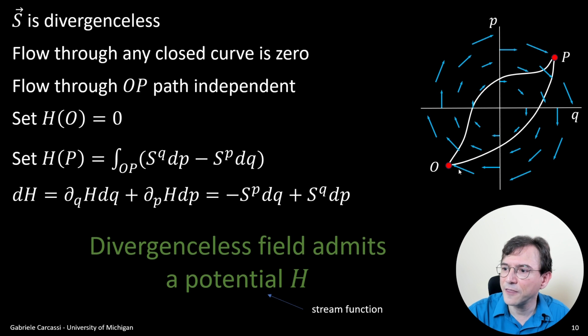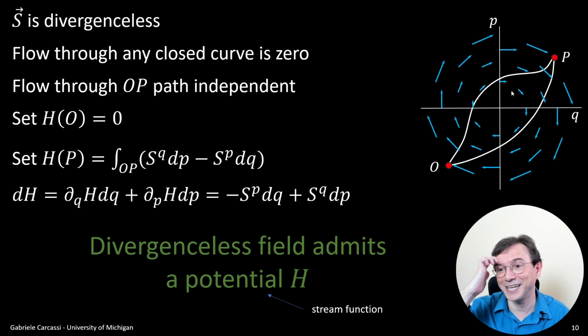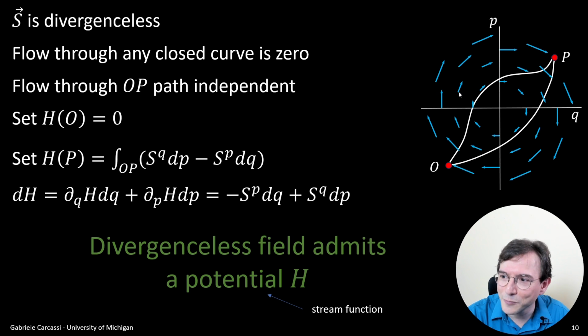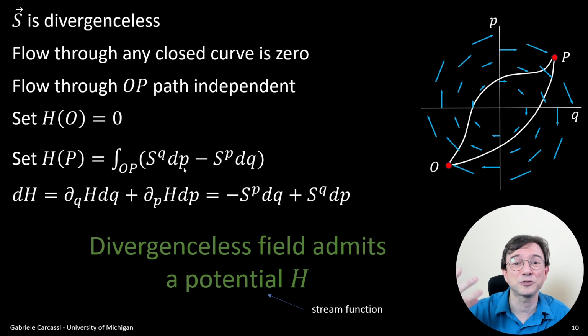And then we can say that h at P is just the flow of the displacement field through the surface that connects O and P. And again, surfaces in a two-dimensional space are lines. So basically it's the flow through the line. And so we have that h of P is just equal to the integral of S_Q dP minus S_P dQ, because we're essentially taking some sort of cross product between the flow and the line element of our curve here.